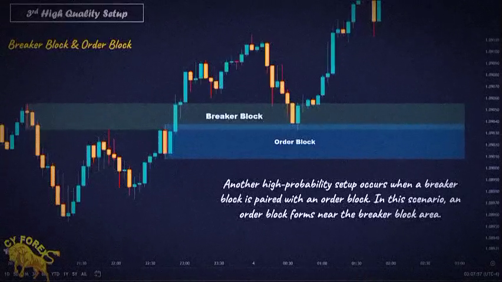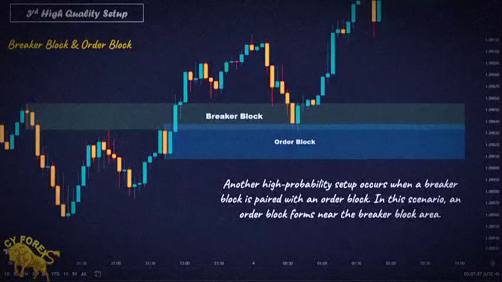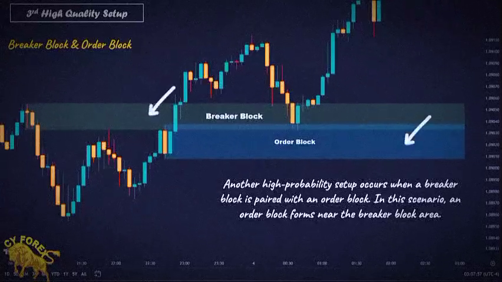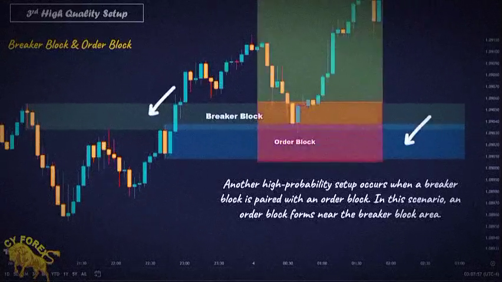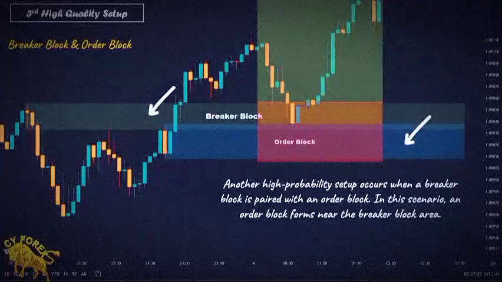In this scenario, we have identified a valid breaker block paired with an order block. We set our entry at the highest point of the breaker block and patiently wait for the price to trigger our executed trade. That's it, traders.